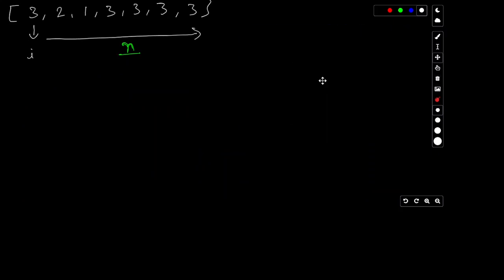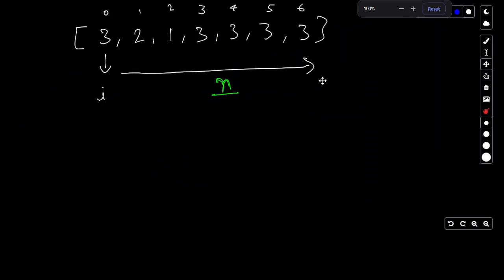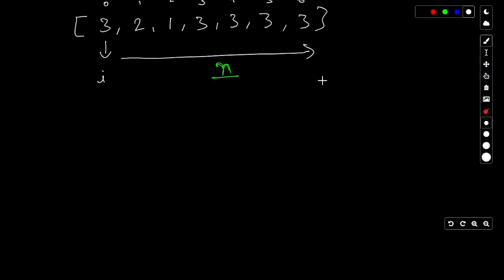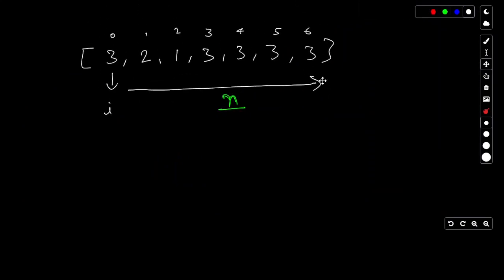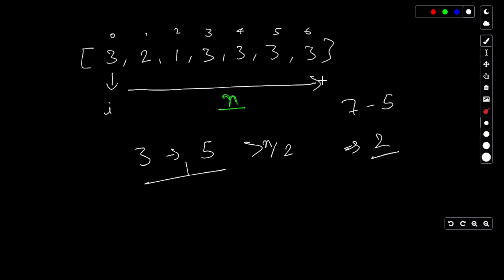Okay, now we can move forward. So if we take the earlier example again, how many times does 3 come? 3 comes 1, 2, 3, 4, 5, so 3 comes 5 times. If a certain element is greater than n by 2, that means the total number of elements is 7. How many elements are left apart from 3? It will be 2. So there are 2 elements which are other than the majority element.